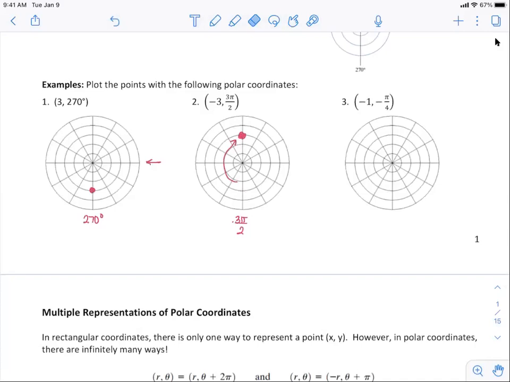Okay, so take a second and see if you can plot that third point yourself.